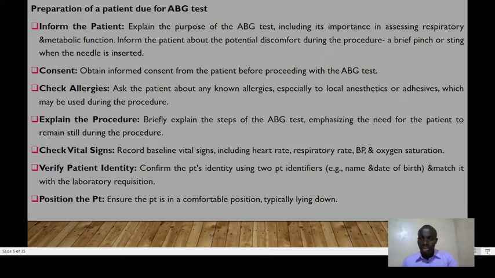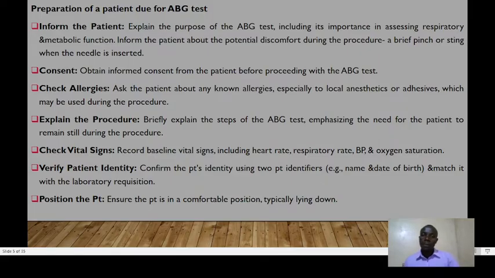When you are carrying out this ABG test, you are supposed to inform the patients about the test, talking about the purpose of the test so as to allay anxiety in the patient and to empower the patient with knowledge. You also have to inform them about the potential discomfort during this procedure, and most patients report feeling a brief pinch or a sting when the needle is inserted, as when someone is withdrawing blood. Okay. Next, you have to obtain the consent.